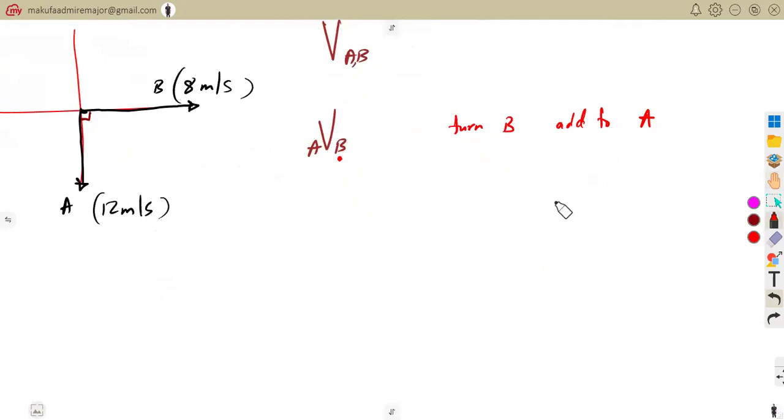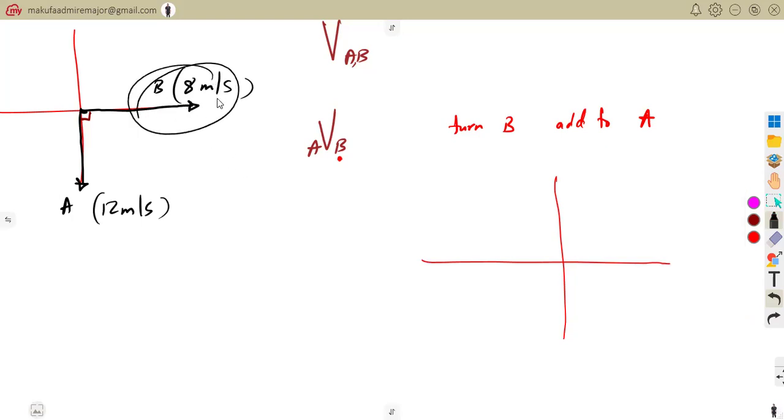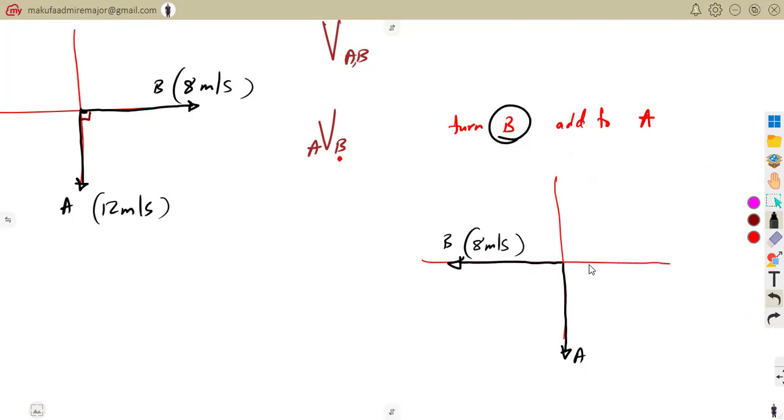So let's turn our B. If we turn our B, how are we going to have our diagram at the end? Remember, our B is going to be west. So we're going to have it directed to the west. This is where our B is now, 8 meters per second. And our A is going to remain as it was. A is not affected. What is affected this time is B. That changes when it's A relative to B.